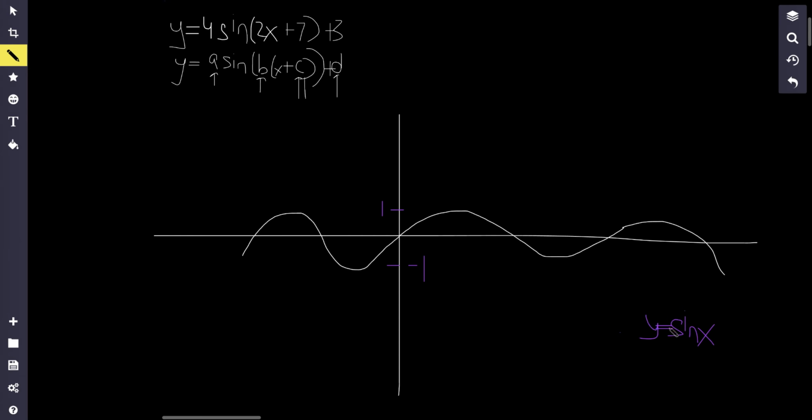It has an amplitude of 1, so the distance from the midline to the highest point is 1. It has a midline at y equals 0, and it has a period of 2 pi.